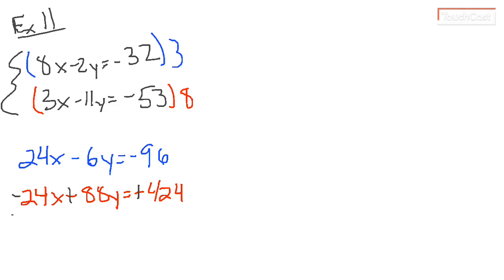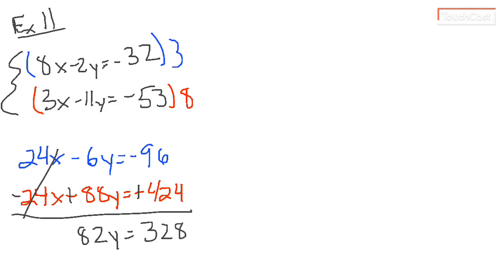And then I'm going to add going down. My x's cancel out. I'm going to get 82y equals 328. And then I'm going to divide by 82. I'm just going to use my calculator to do that. And I'm going to get y is equal to 4.